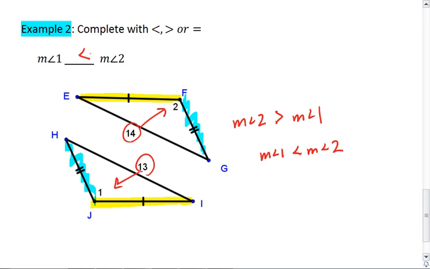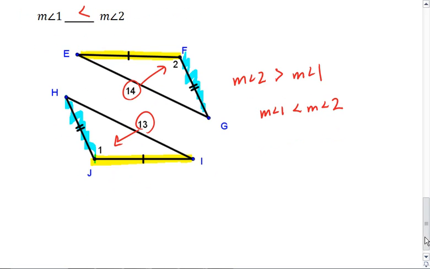And that's it. That is the whole idea of triangle inequalities in two different triangles. Again, you want to look for two congruent sides. That's the most important thing. Identify those sides, mark them however works best for you, and then look at the included angle and the third side.